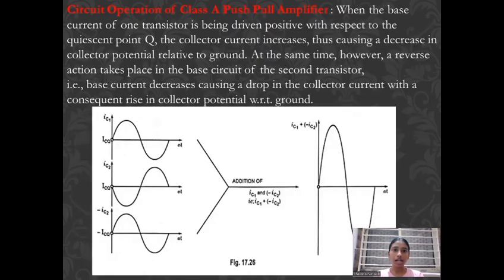Circuit operation of the Class A push-pull amplifier. When the base current of the transistor is being driven positive with respect to the quiescent point Q, the collector current increases, thus causing a decrease in collector potential relative to ground. At the same time, however, a reverse action takes place in the base circuit of the second transistor. That is, the base current decreases, causing a drop in the collector current with a consequent rise in the collector potential with respect to the ground.